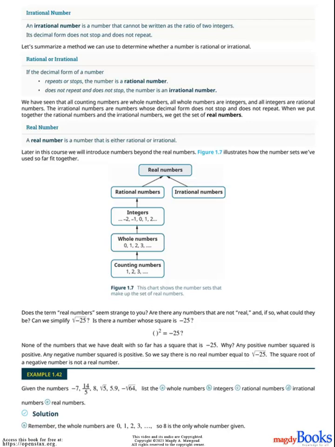Example 1.42. Given the numbers -7, 14/5, 8, square root of 5, 5.9, and negative square root of 64, list the A. whole numbers, B. integers, C. rational numbers, D. irrational numbers, E. real numbers. Solution. A. Remember, the whole numbers are 0, 1, 2, 3, ... So 8 is the only whole number given.